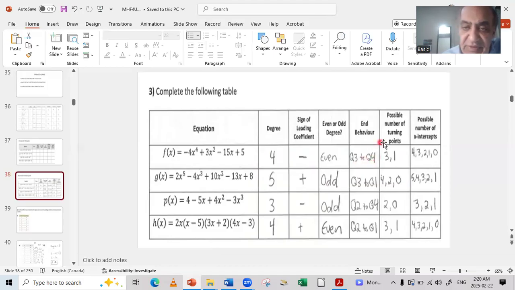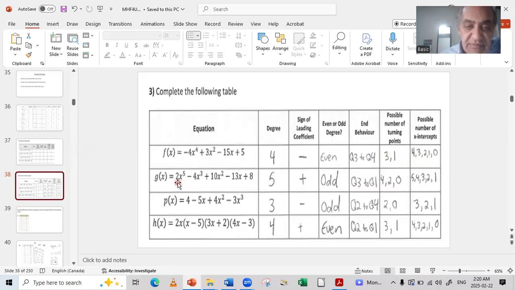Possible number of turning points: as long as this is power 4, I will have up to 3 turning points, but I will have an odd number. So I will have 3 turning points or 1 turning point. Possible intercepts: it will take the same thing, 4, 3, 2, 1, and 0. Okay, next one.